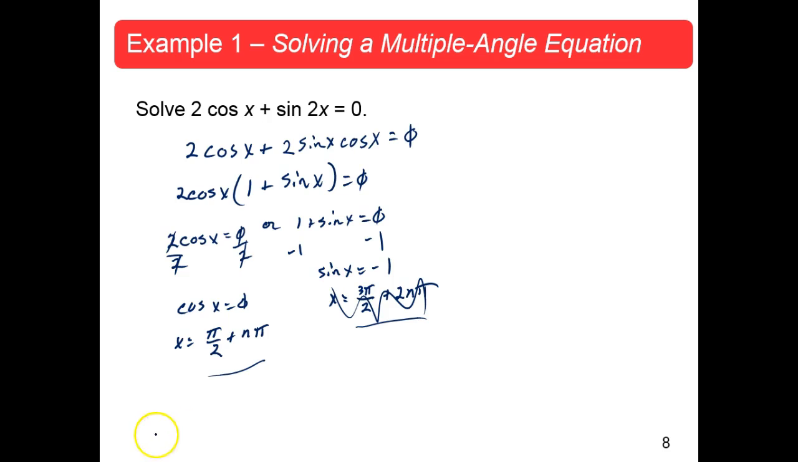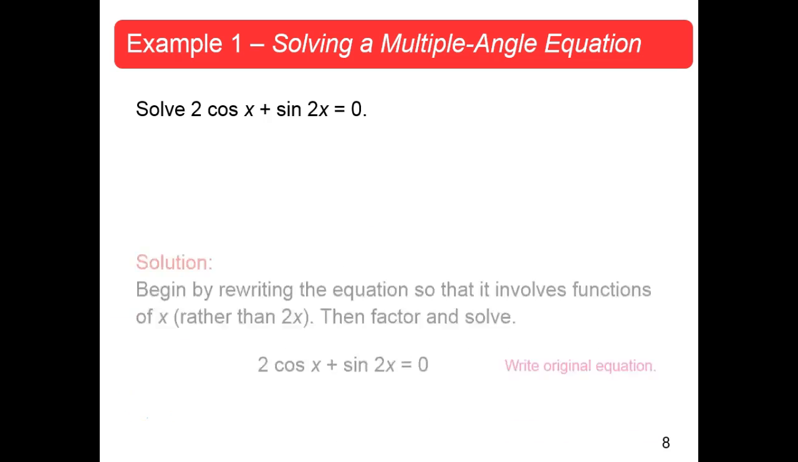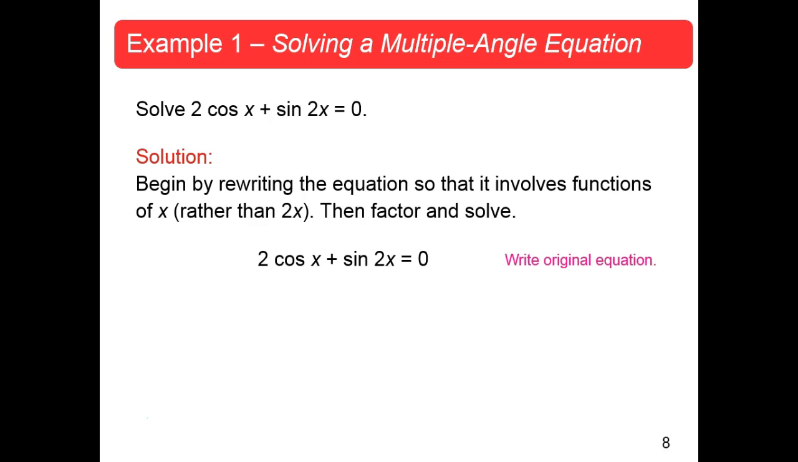Well, we've done it. Let's see how they did it. And I'm sure they did it the other way. So let's see what they did. They began by rewriting the equation. Yeah, that was so much fun to rewrite that equation. So that it involves functions of x rather than 2x. You have to have the same innermost argument. So let's get it all in terms of x. Then we factor and solve. So they told you everything they're going to do.